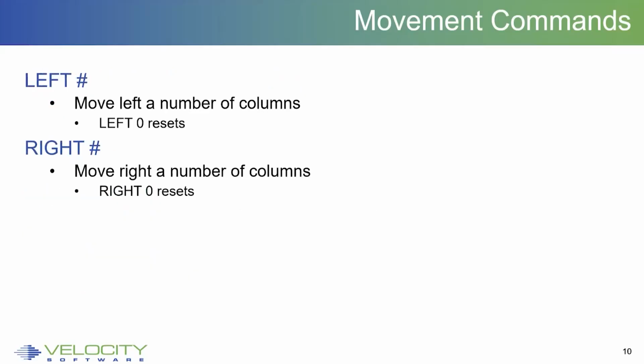Moving left and right are the commands left and then some number, and right and some number to move that number of columns in the direction you desire. If you do the command with a 0, so left 0 or right 0, XEdit resets the view back to column 0.